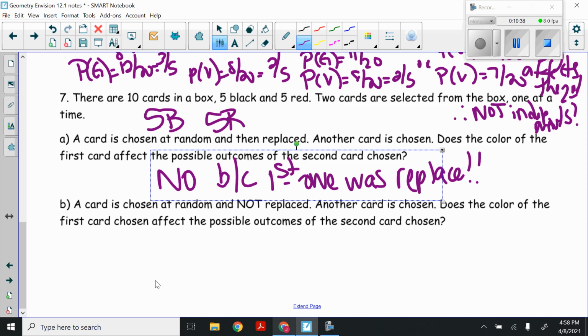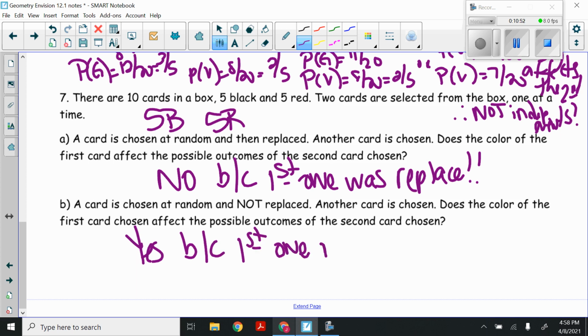B, a card is chosen at random and not replaced. Then another card is chosen. Does the color of the first card chosen affect the possible outcomes of the second card chosen? Yes, because the first one was not replaced. So yes, that's going to affect the outcome of the second one. So our probabilities will not be the same the second time around.